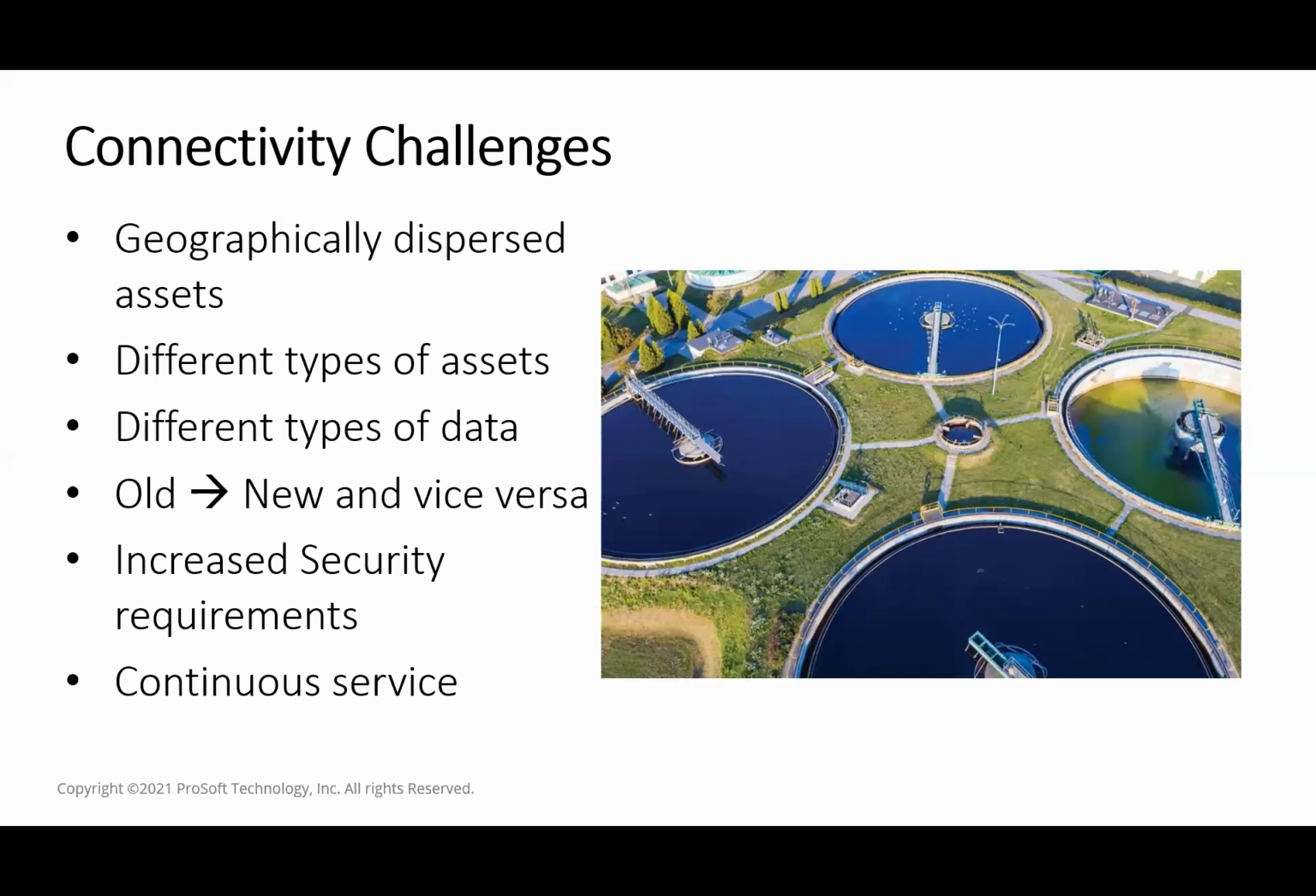Security. This is ongoing. We only have to look at some of the more recent instances. So this is something that is continuous, and therefore the requirements are changing. More in fact, they're increasing, and that's another challenge that you've got to keep in mind when you're looking at connectivity to all of these remote sites. And then finally, it's a continuous service, right?